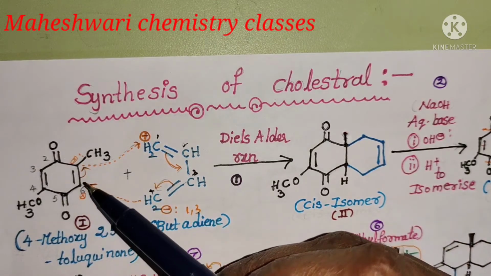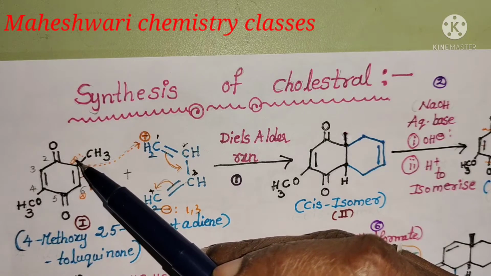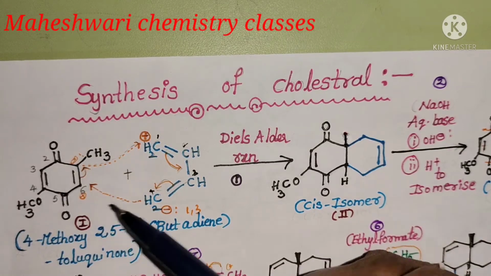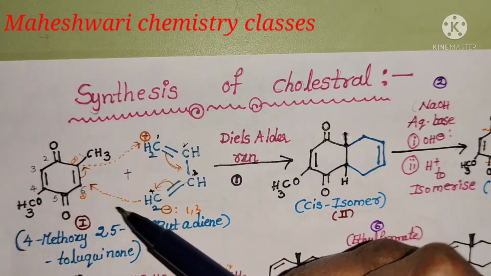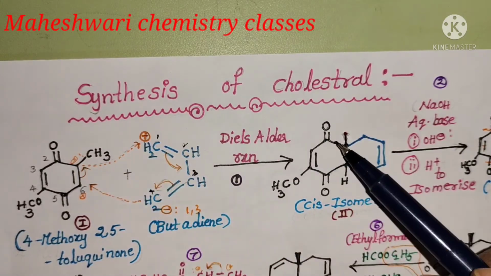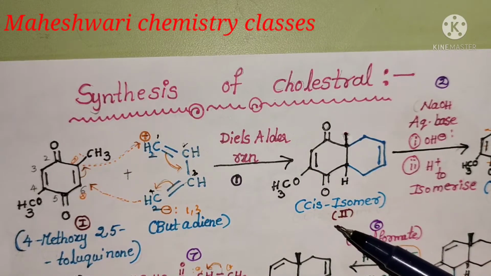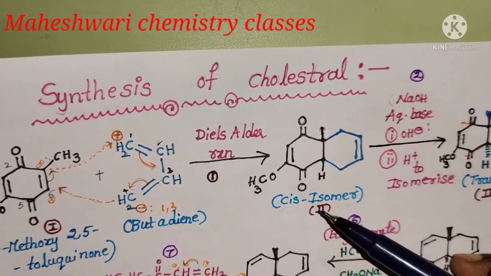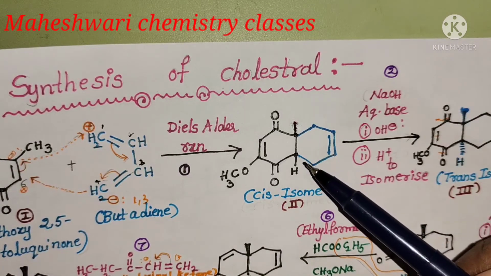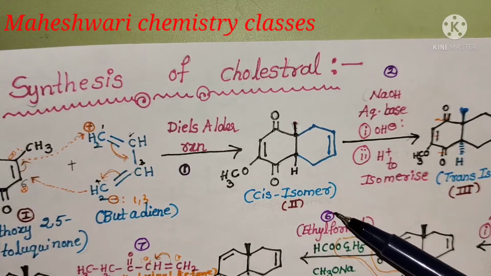Next, in the dienophile, the pi bond is rotated towards the methyl side. Here this carbon has a negative charge, and here the sixth position has a positive charge. From here to here, negative to positive bond forming occurs, and here positive to negative bond forming occurs. One cyclic compound is formed, which is nothing but the adduct. So this is a cis isomer. Why? Because the methyl and hydrogen are both in cis position, that is why it is a cis isomer.